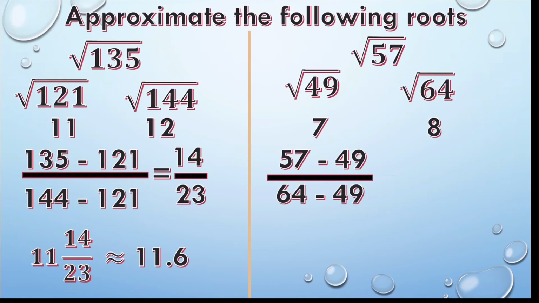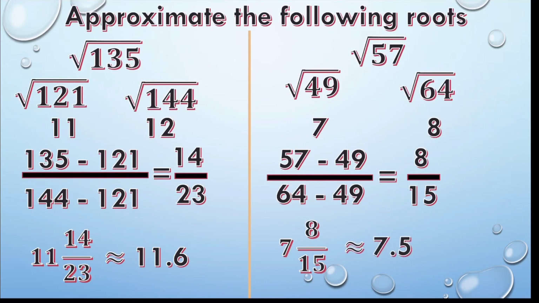When I do my subtraction, I get 8 on the top and 15 on the bottom. I want to take my lower square root, which was 7. That's how I make my fraction. Or I should say my mixed number, I apologize. Now pause the video and do 8 divided by 15. You should have gotten 7.5.